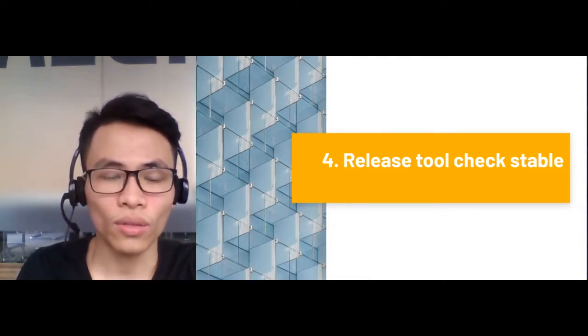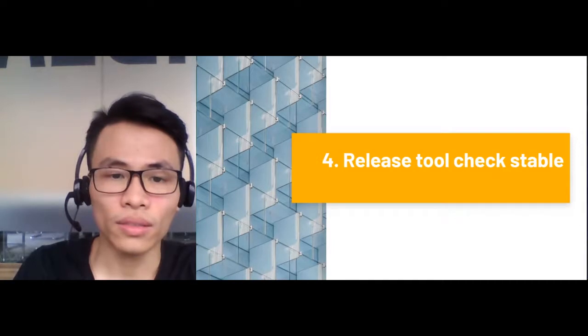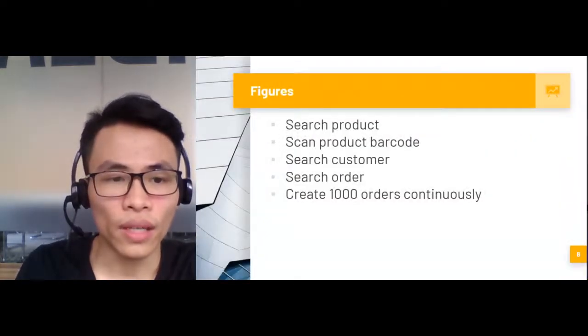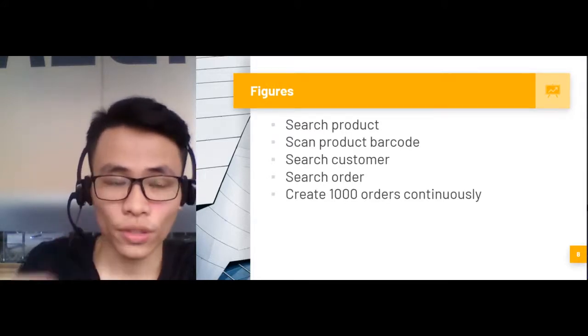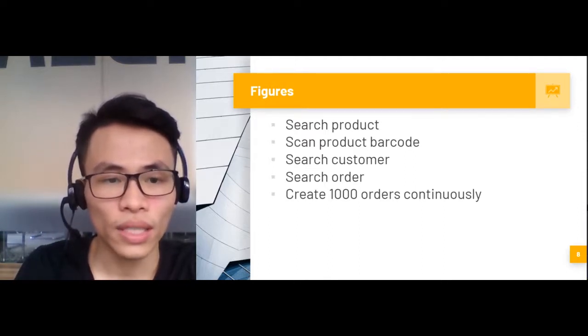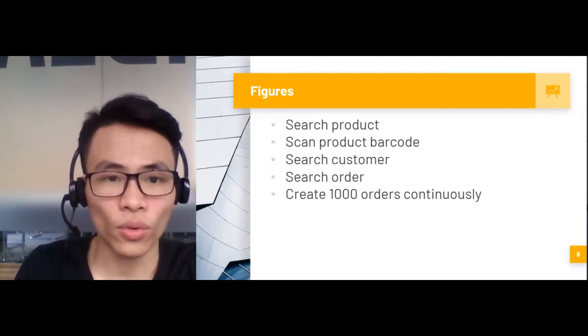This tool basically simulates customer behavior for a long time. In detail, we try to simulate five behaviors. The first is search product, the second is scan product barcode, then search customer, and search order.